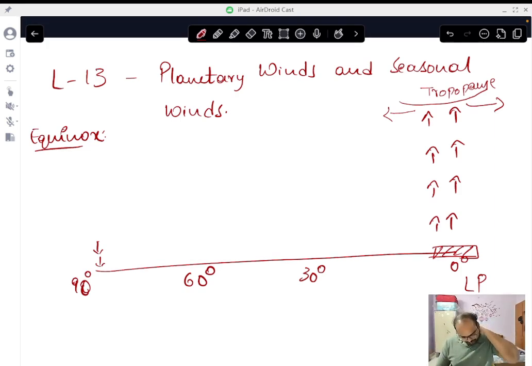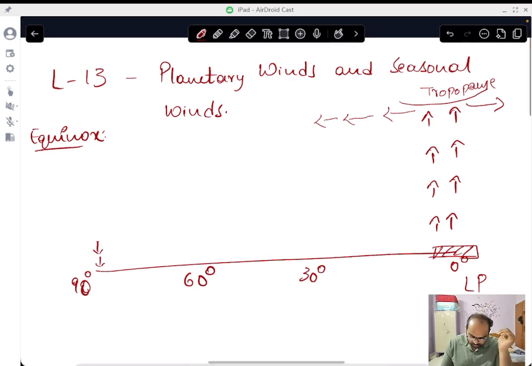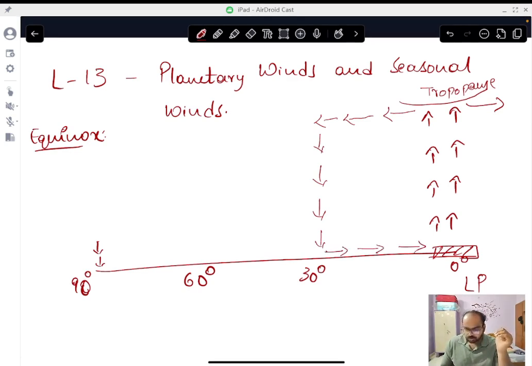After traveling for a certain distance, what happens at this higher level of the tropopause? Temperature will be very low, so the air gets cooled. The cold air will descend down, again hit the surface and travel towards the equatorial region. This circulation develops a cell called the Hadley cell.